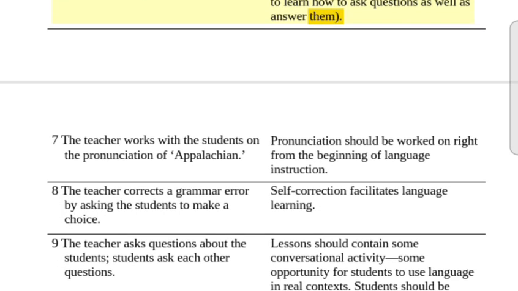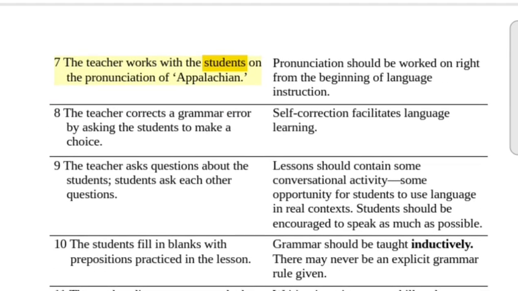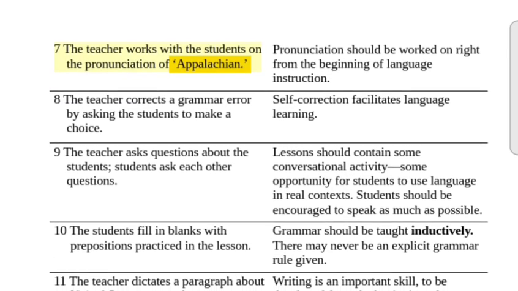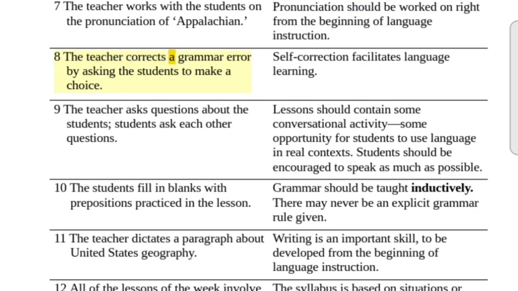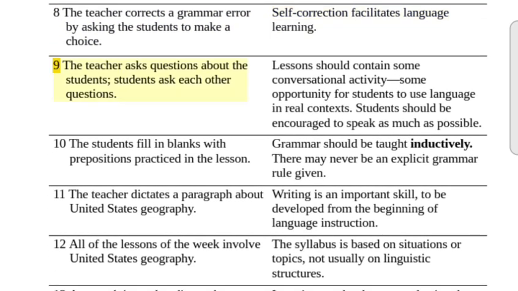7. The teacher works with the students on the pronunciation of Appalachian. Pronunciation should be worked on right from the beginning of language instruction. 8. The teacher corrects a grammar error by asking the students to make a choice. Self-correction facilitates language learning. 9. The teacher asks questions about the students. Students ask each other questions.